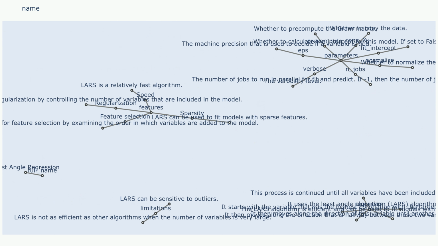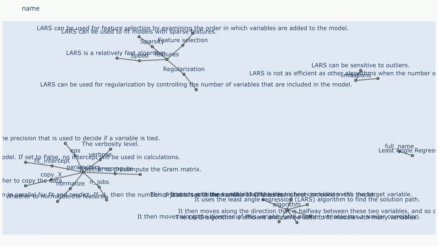This defines the fundamental goal of LARS: to find a linear model that minimizes the error between predicted and actual target values. Algorithm: this section outlines the core steps of the LARS algorithm. It uses the least angle regression (LARS) algorithm to find the solution path. This reaffirms that LARS itself is the algorithm used for fitting the model. It starts with the variable that has the highest correlation with the target variable. This highlights the initial selection criterion. It then moves along the direction of this variable until another variable has a similar correlation. This explains the core step of moving along the angle until another feature becomes equally correlated.